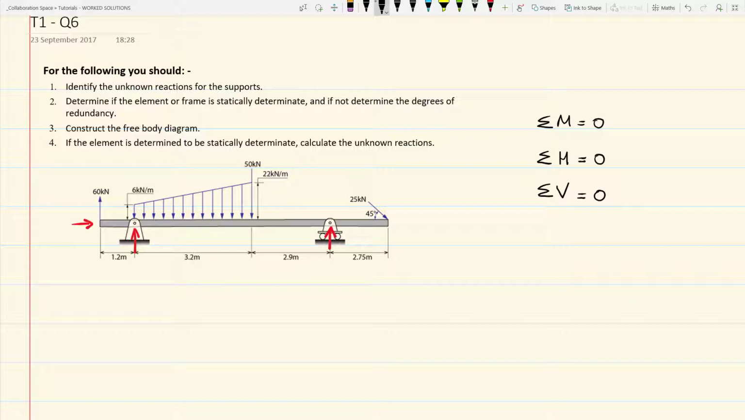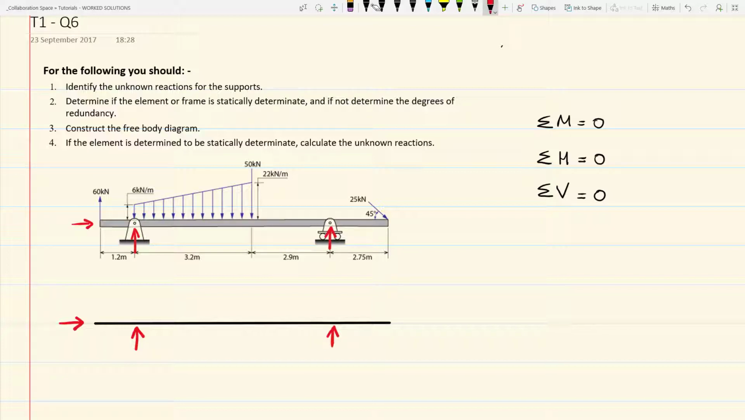Once we've decided this, we can then go on and construct the free body diagram. The first part of this is to construct a line that represents the beam. To this, we then add our vertical supports. So we have a vertical action at the pin and a vertical action at the roller. We also have an unknown horizontal action at the pin.